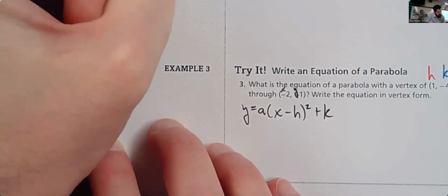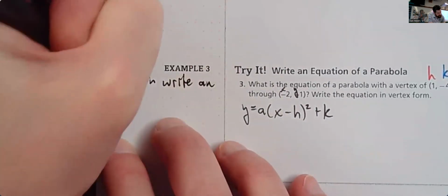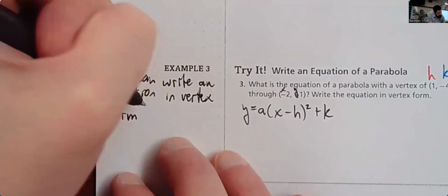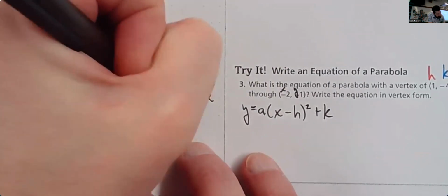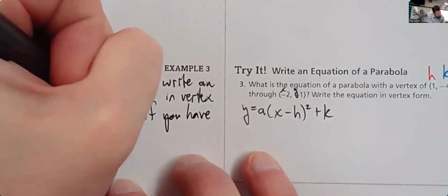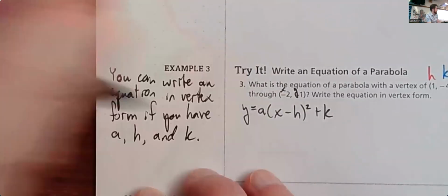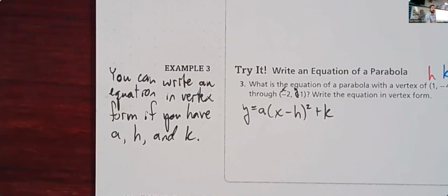Let's see, write this down. You can write an equation in vertex form if you have A, H, and K. Everything that we've seen in vertex form so far has a value of A, a value of H, a value of K. X is always just the variable X, and then Y is always Y or f of X or g of X or whatever. But as long as you have A, H, and K, you can write something in vertex form.